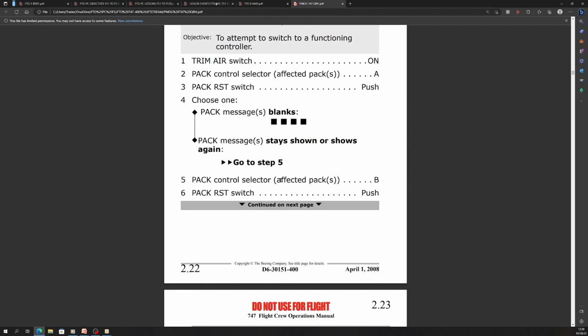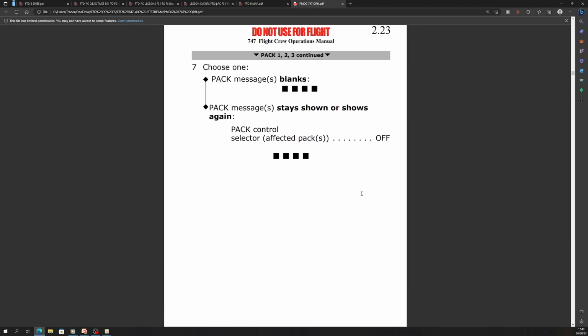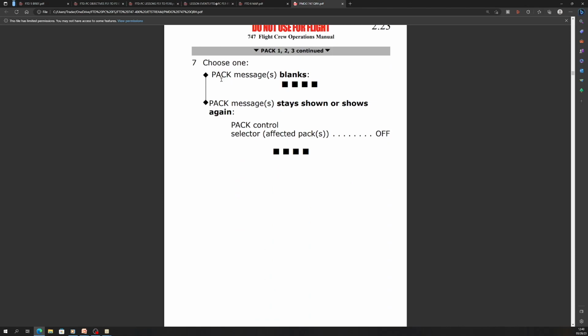Pack control selector on number 3 to B. So now we're getting A didn't work. We tried to reset it. Didn't work. We're going to B now. Pack reset switch push. After we go to B, choose one. Pack message blanks. End of checklist. Or pack message stays shown or shows again. Pack control selector number 3 off.